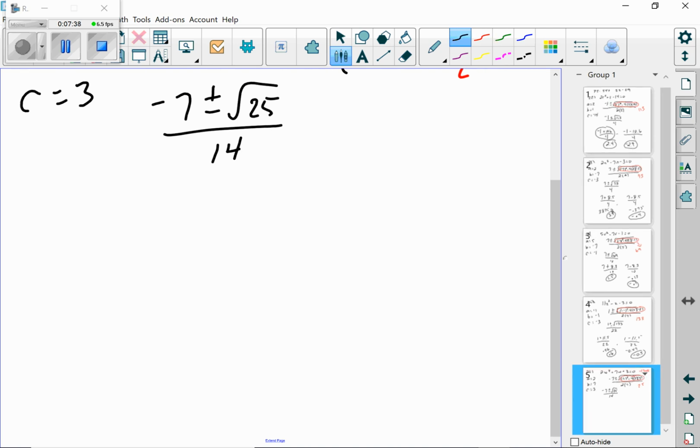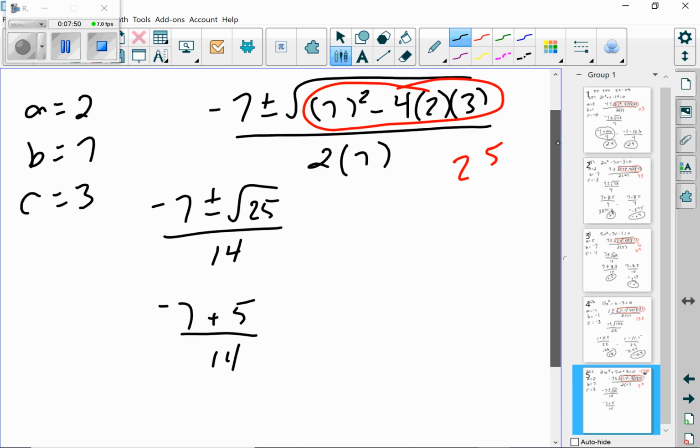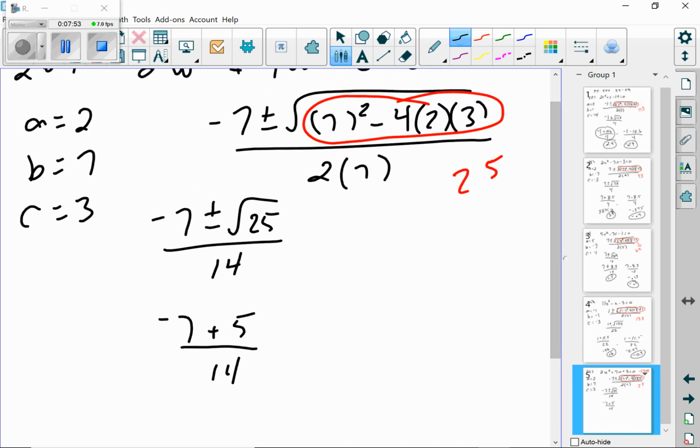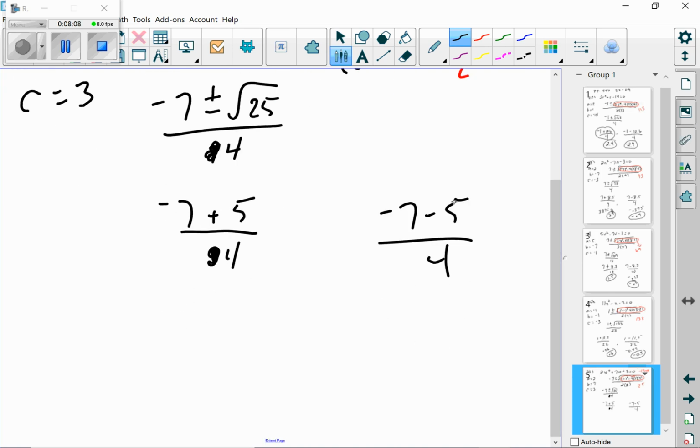I know the square root of 25 is 5, so negative 7 plus 5 over 14. And I don't know where 14 comes from. How about 4? I got a mistake right here. This is supposed to be 2 times 2. Sorry, that's just a 4 here. Right. And then I got negative 7 minus 5 over 4. I already know that this is going to be negative 12 divided by 4, so that's negative 3. So we actually have an integer answer here. This side is going to be negative 2 divided by 4, which is negative 1/2. If you have this as a decimal, of course, it's negative 0.5, right?